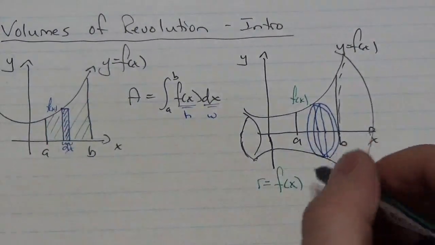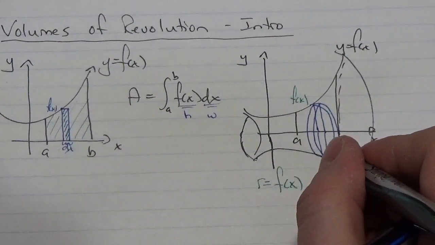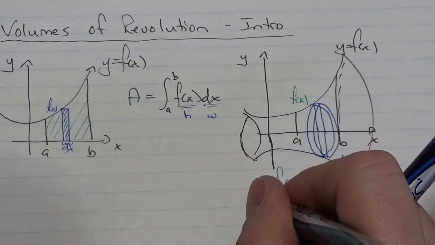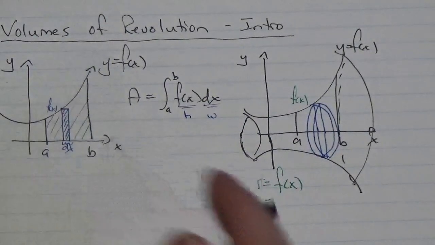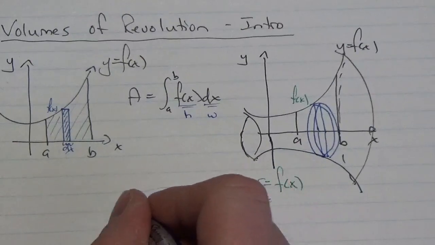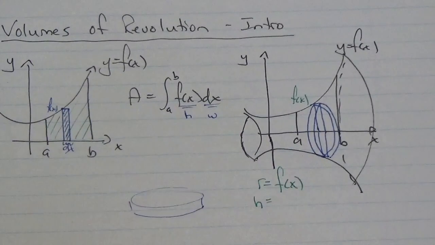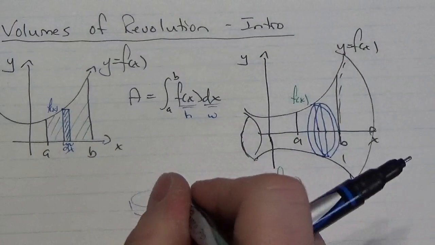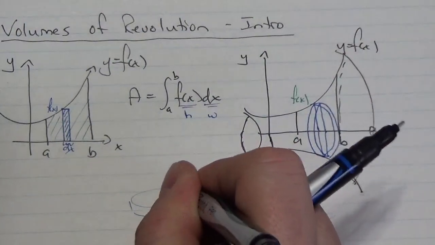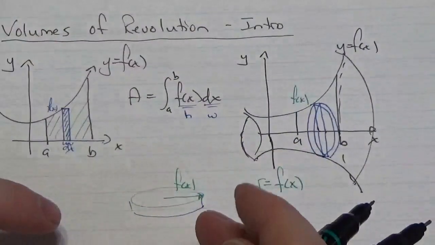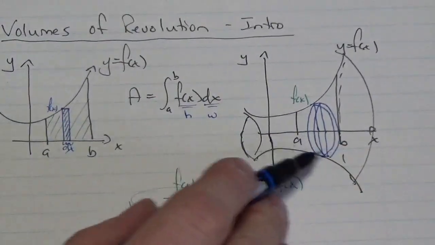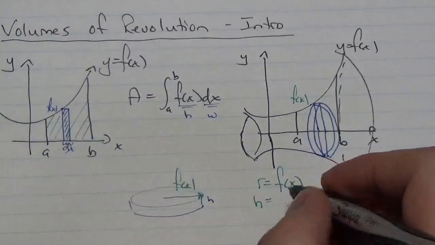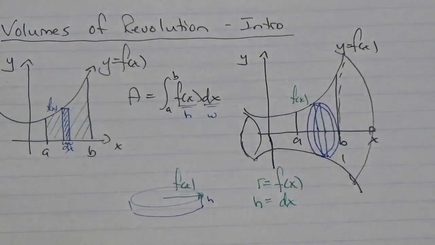The width, the dx here, or the height I should actually say, the height of my disc, because now you've got to think about it. What we've just done here is we've now got this disc, looks something like that. This distance right here is my f of x. I'm just taking it out and putting it sideways here. What we would normally call the height, that's along the x-axis. That is actually going to be my dx.